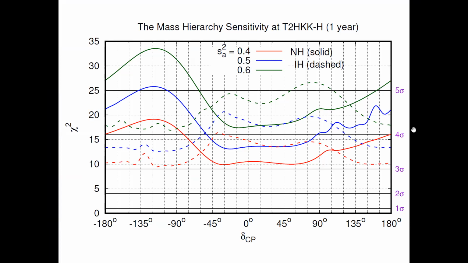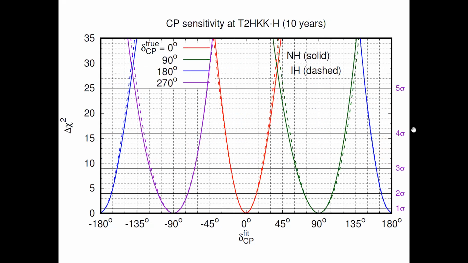So after 1 year of joint operations, actually the mass hierarchy can be determined with 3 sigma. It means that after 10 years, it can become 10 sigma or something. Okay. And then this is for the CP delta measurement, more statistics needed. But the important thing is this is after 10 years.